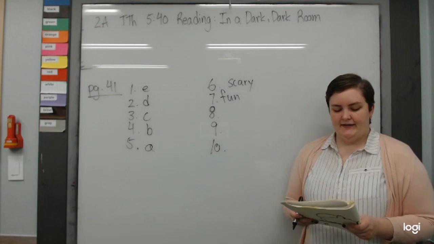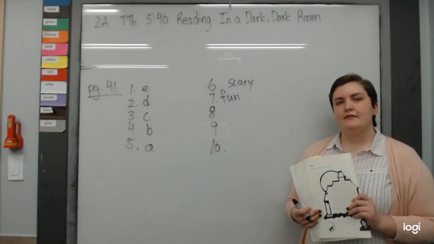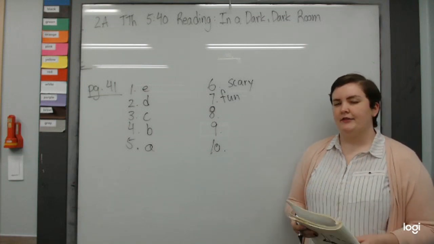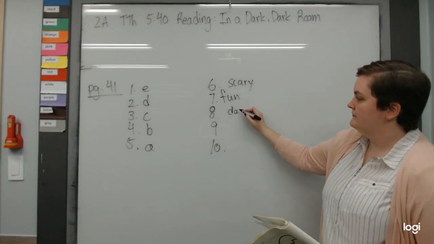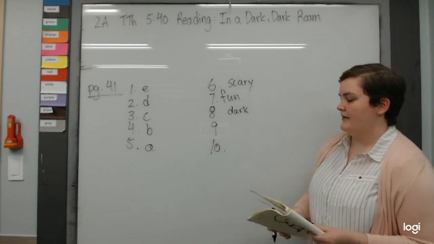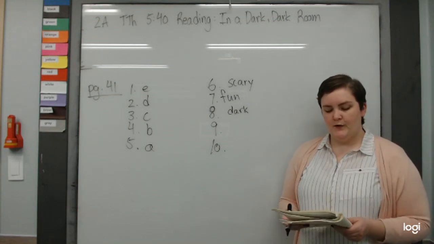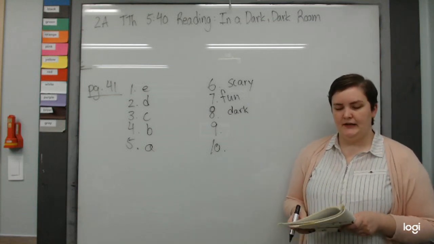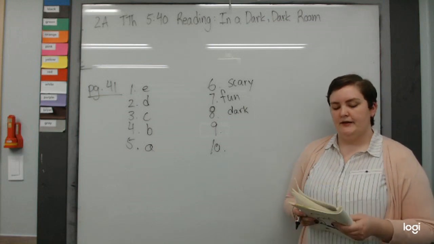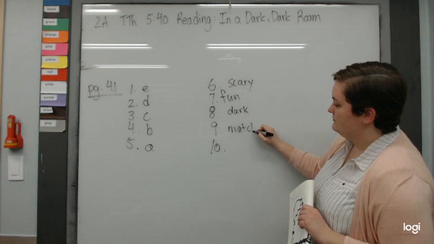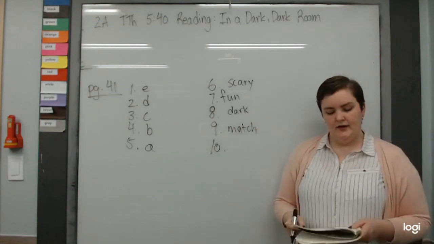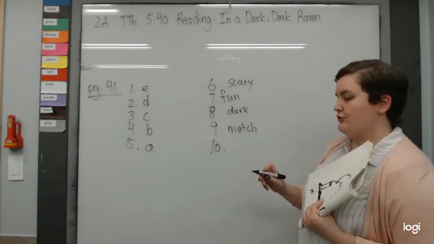Number 8, a situation in which there is no light. So a time with no light, that is dark. Number 9, a small wooden or paper stick used to light a fire. Remember, that one is match. And then number 10, to smile widely is grin.